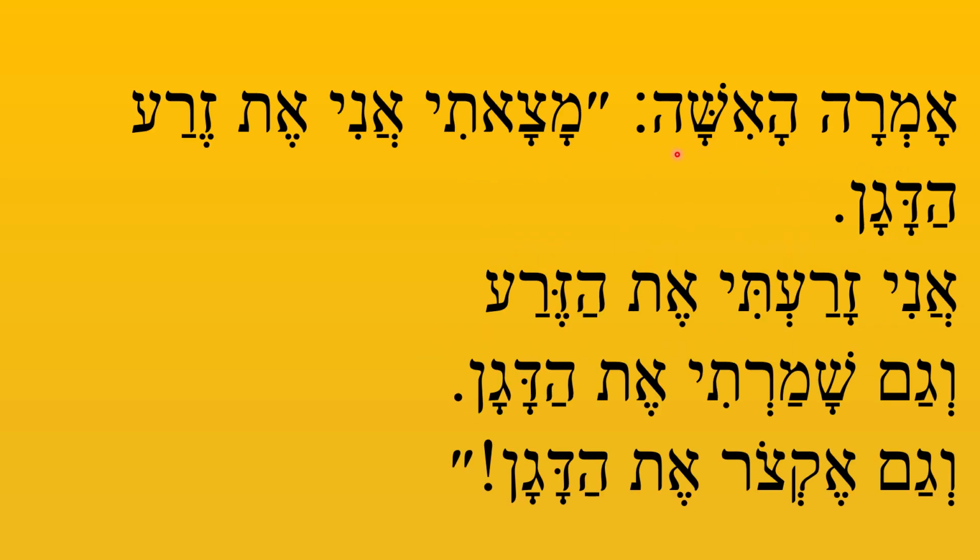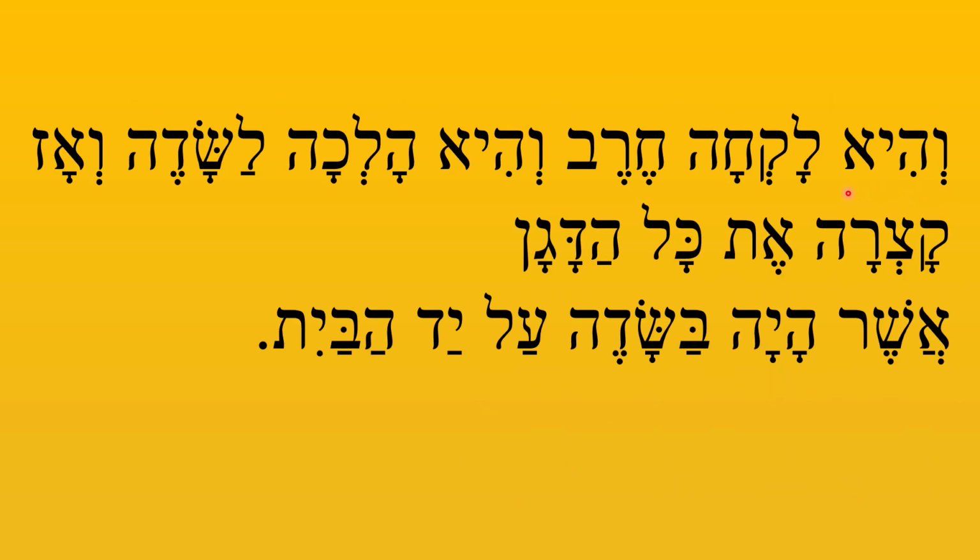אמרה האישה, מצאתי אני את זרע הדגן. אני זרעתי את הזרע, וגם שמרתי את הדגן, וגם אקצור את הדגן. והיא לקחה חרב, והיא הלכה לשדה, ואז קצרה את כל הדגן אשר היה בשדה על יד הבית.